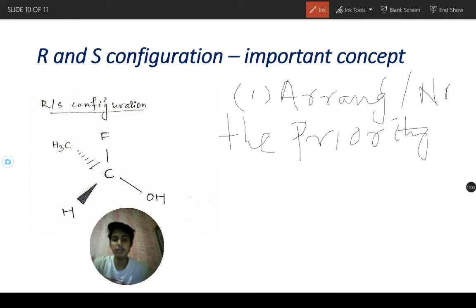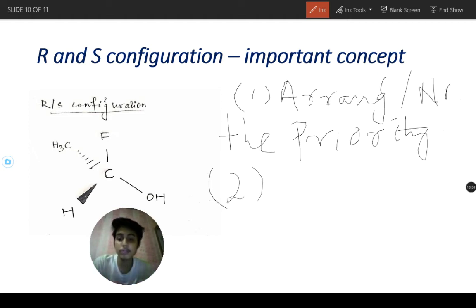You need to arrange or number the atoms, or the molecules, in priority order. Second, you need to take the hydrogen backwards, meaning away from you. The hydrogen should not come towards you. Now, in R and S configuration this is very important. So just remember, whenever you are going to write R and S configuration, the hydrogen should be away from you.